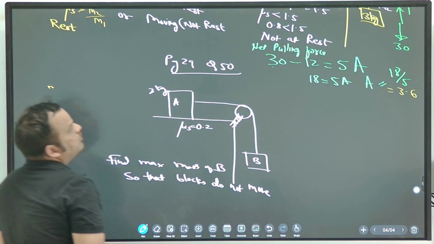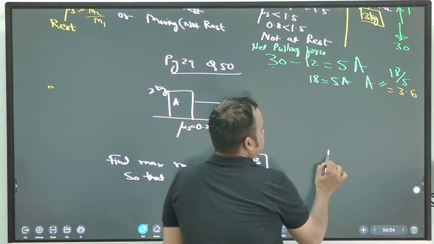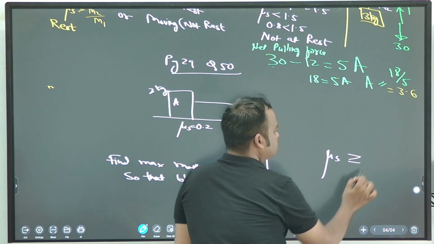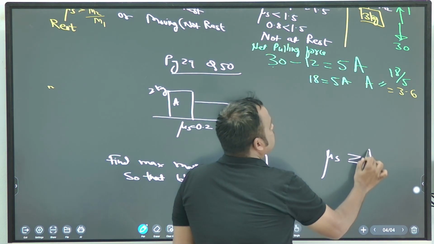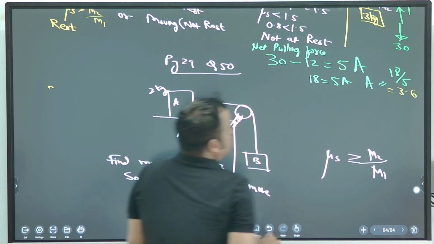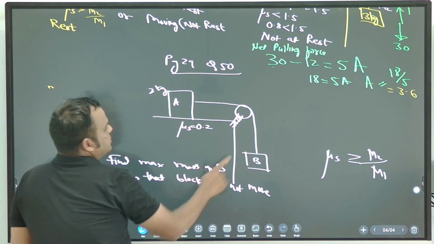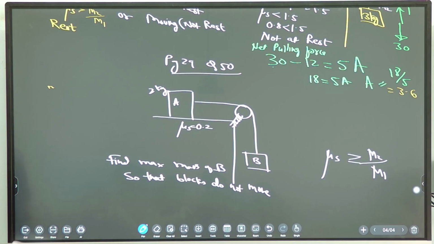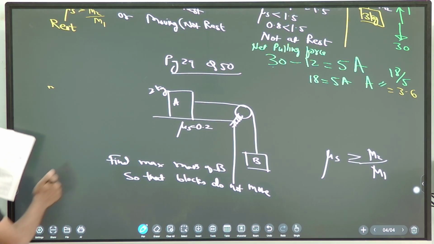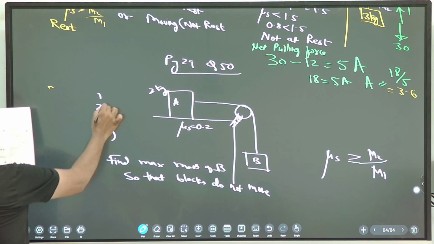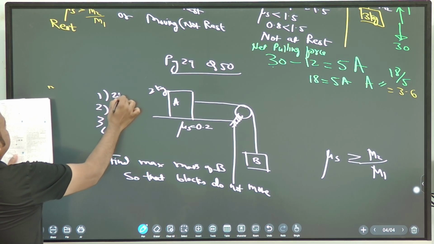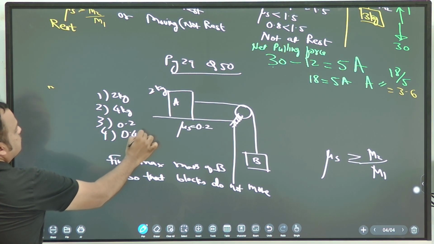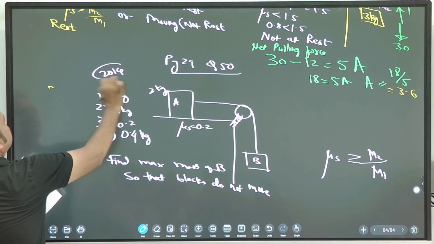So the formula, you know what the formula is? Mu s must be greater than or equal to M2 by M1, correct? This is the formula. So use this. Options: 2 kg, 4 kg, 0.2, 0.4. This is 2014 NEET.